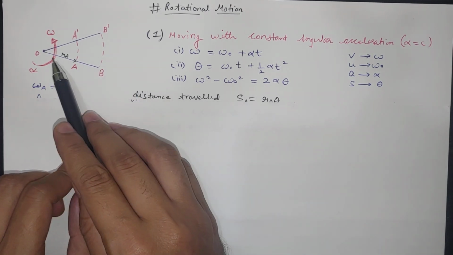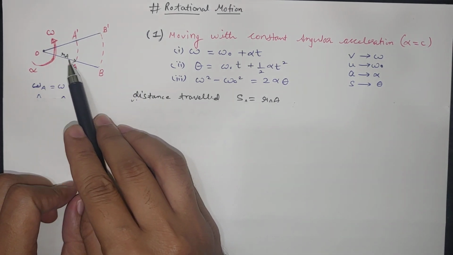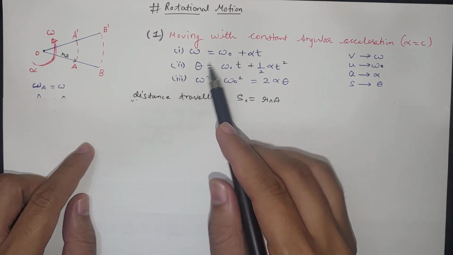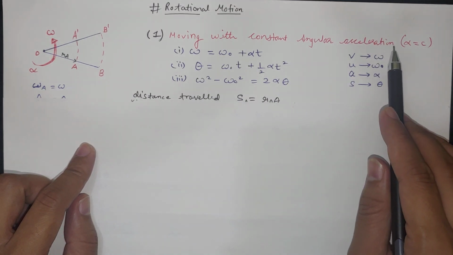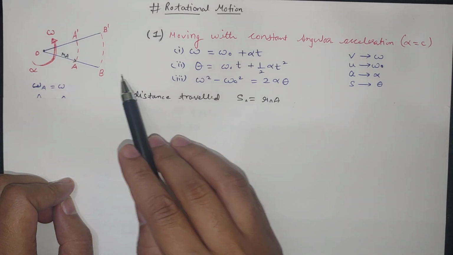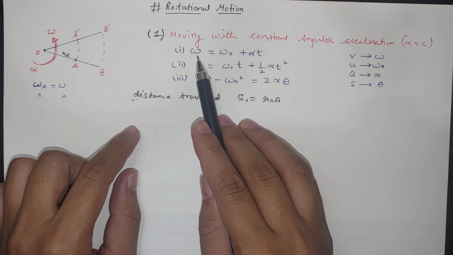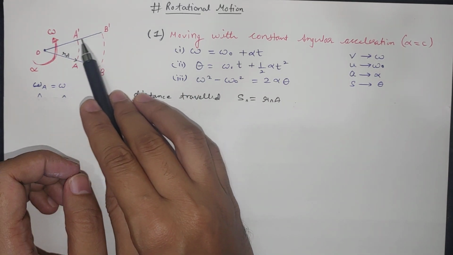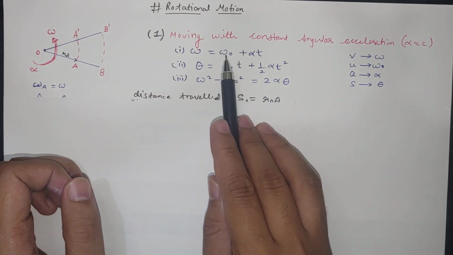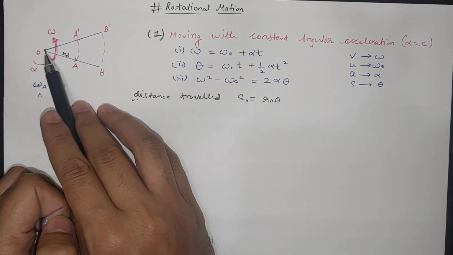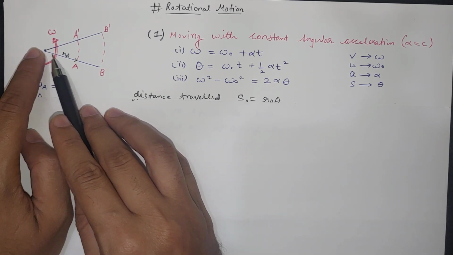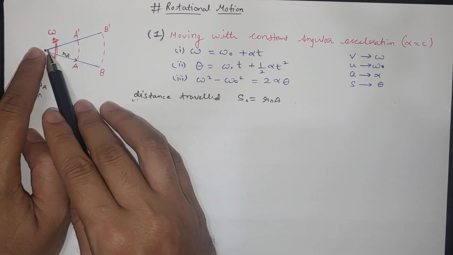One more thing: RA is the distance from O to A, which is similar to O to A dash, and RB will be the distance from O to B. Now the first case is moving with constant angular acceleration, so angular acceleration will not change. The first equation we use is omega, the final angular velocity at this particular position of the rod, and omega naught is at AB, the initial position of this rod. Due to alpha, this omega naught comes to omega at this position.